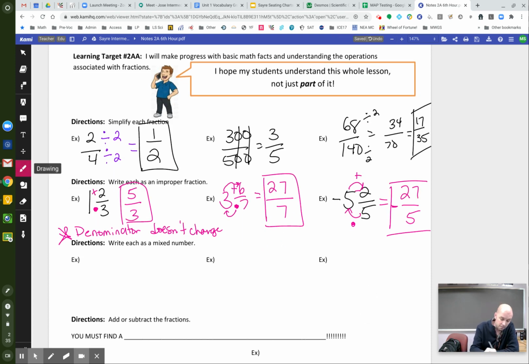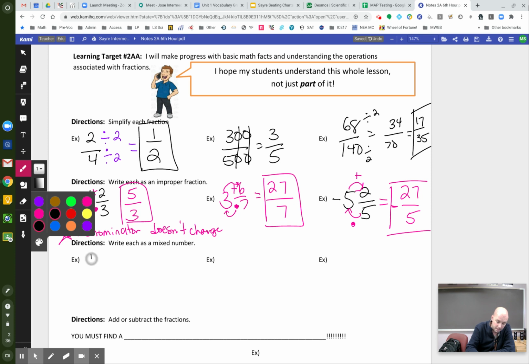All right, so writing mixed numbers. It's important when I'm doing these notes that you're listening to the words that I'm saying, because, hold on, I made a mistake on that one. Where's my eraser? There it is. That's not the example I want you guys to do. So we'll write this down, and you're going to have to follow along and figure out where this goes.